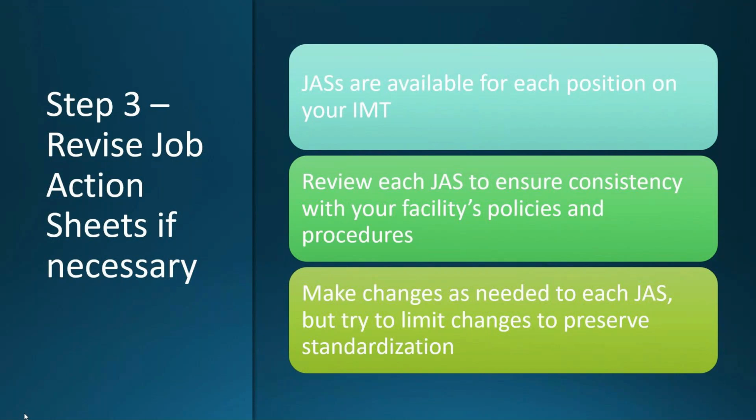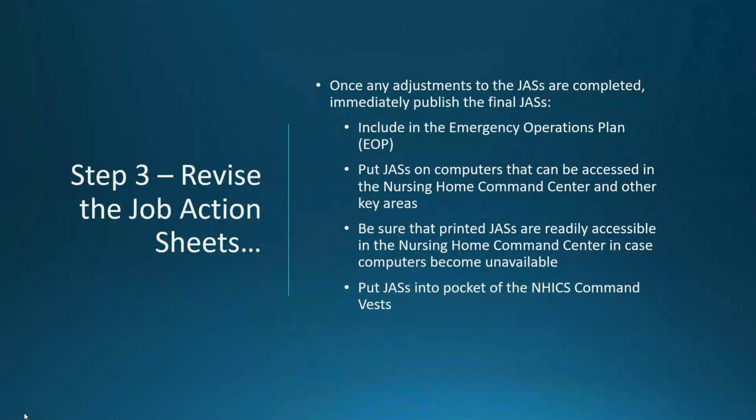Those are examples. So we talked about the job action sheets. We're going to pull these out and make sure they're consistent with our facility's policies and procedures. Make sure that we make any changes that are necessary, but like I said, don't change the forms. Once any adjustments to the job action sheet are completed, we're going to immediately include those in the emergency operations plan. If you're using our template, at the front of the emergency operations plan there's a kind of a guide that says where each tag is addressed in the plan. In the plan for annual updates, you're going to want to include this and say, yes, I have completed my annual updates, and these are what they were.